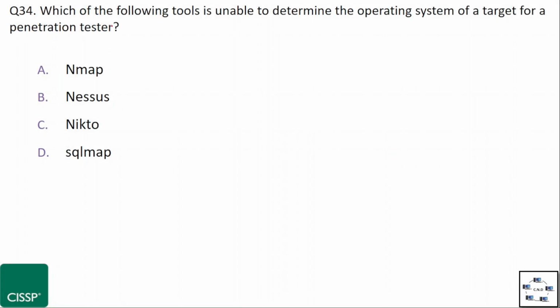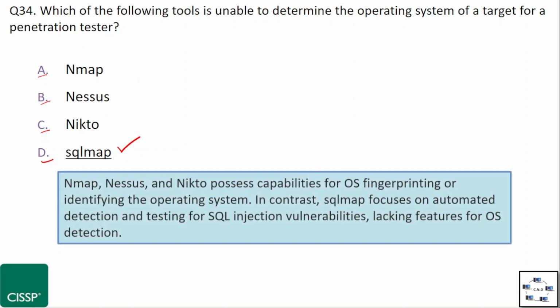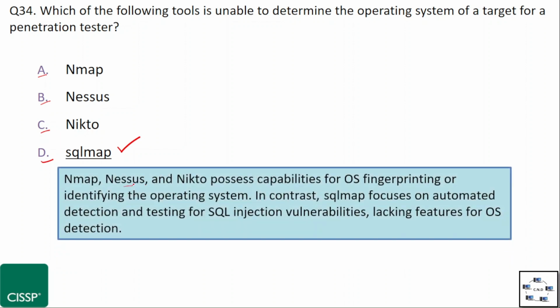Question number 34. Which of the following tools is unable to determine the operating system of a target for a penetration tester? The options are option A, Nmap, option B, Nessus, option C, Nikto, and option D, SQL Map. And the correct option is SQL Map, which will be unable to determine the operating system of a target host for the penetration tester, while Nmap, Nessus, and Nikto possess capability for OS fingerprinting or identifying the operating system.